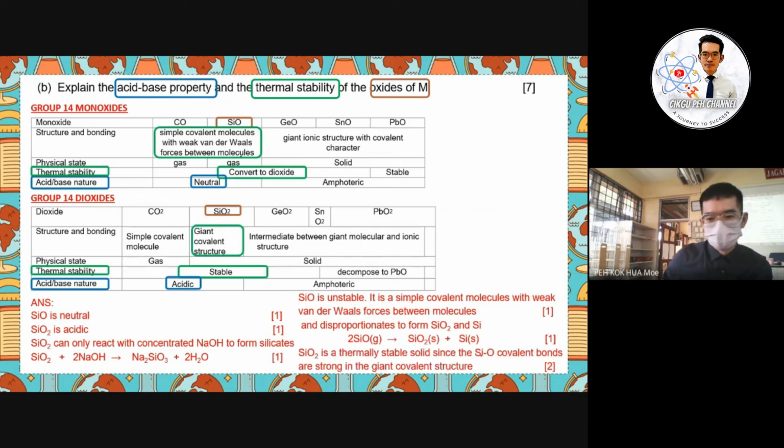Thermal stable silicon, you have to discuss the Si and O bond. So when the molecule is a simple covalent molecule, we discuss van der Waals. When giant covalent structure, we discuss the Si and O bond. Okay, so this is the 7 mark already.